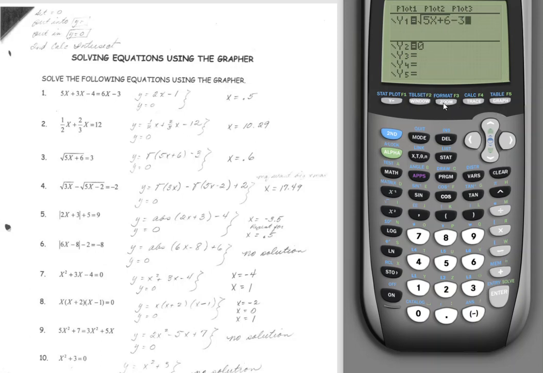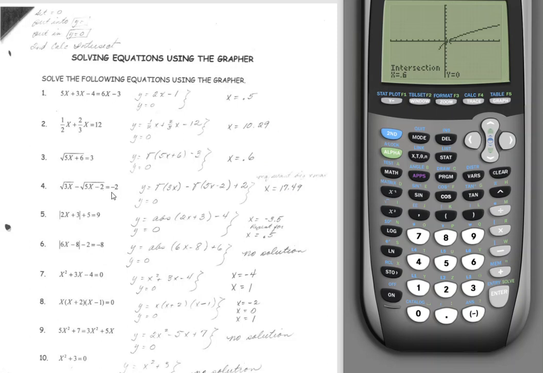All right, let's go back and do a zoom 6 because I like to start there. If we have to change, we will. All right, so somewhere right here is our solution. Let's do second calc 5, enter, enter, enter. 0.6 is our answer.